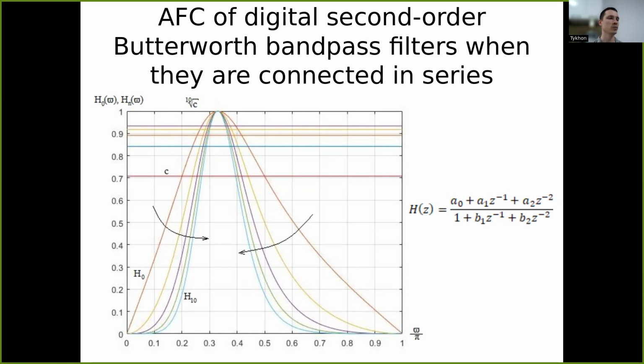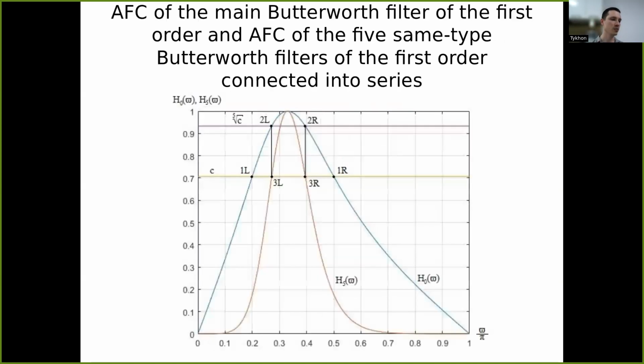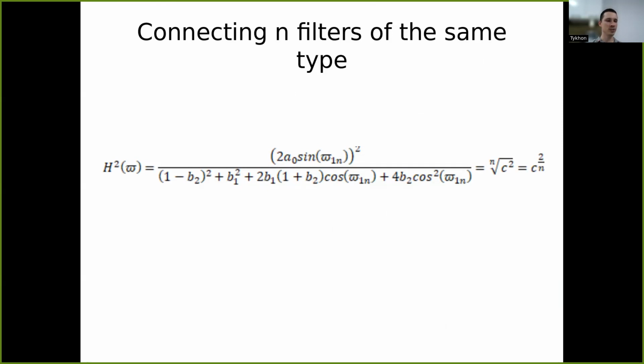When multiplying the same type of AFC or raising them to a power, the level remains the same. But to determine the cutoff frequency of the AFC of the new connection when they are connected in series, it's necessary to extract the root of the corresponding order from the level C. Here is the correspondence between the cutoff frequency of the main AFC of the first order at the level C and the AFC when 5 same first-order AFCs are connected in series. These cutoff frequencies are determined by the AFC, the parameters of which are known at the new level. To determine the cutoff frequency of the new AFC after connecting n filters of the same type according to the main AFC, it's necessary to solve the equation.